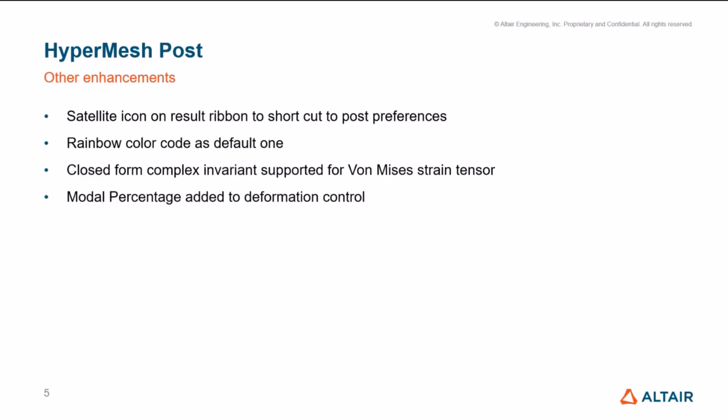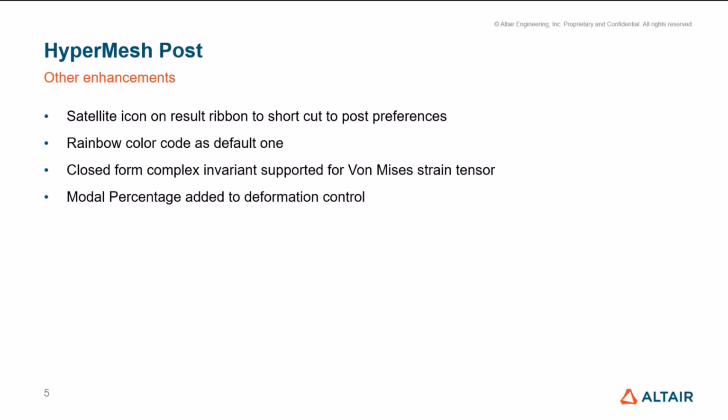Other minor enhancement, we have been adding a satellite icon on the results ribbon to expose directly the post preference, so kind of reducing the number of clicks in this regard. One of the most requested features was to add the rainbow color mode as the default one. So when we display the results, they will come in a rainbow and not anymore in a divergent.